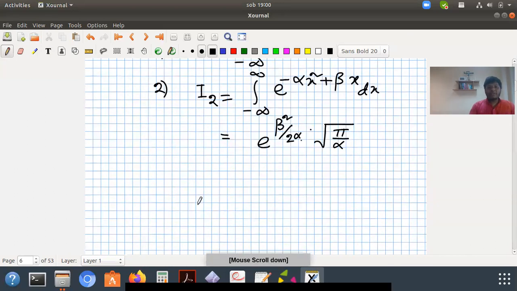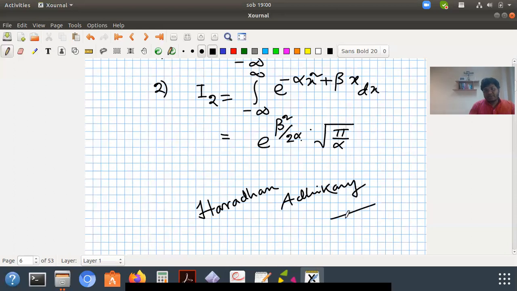So these are two very important mathematical identities, known as Gaussian integrations, which we use so many times in physics. I am sure this will help you to do a lot of quantum mechanical calculations in physics.